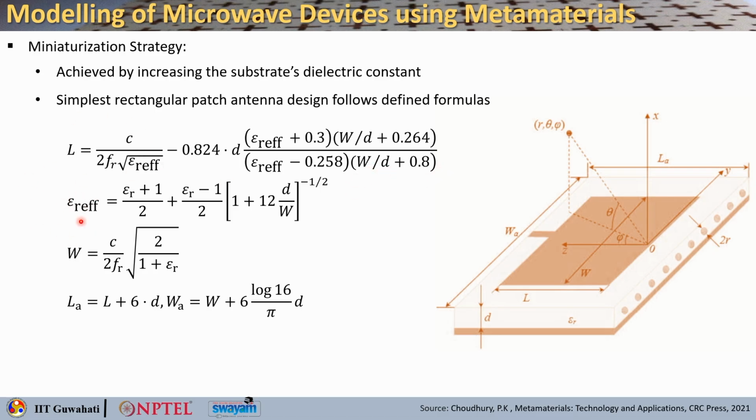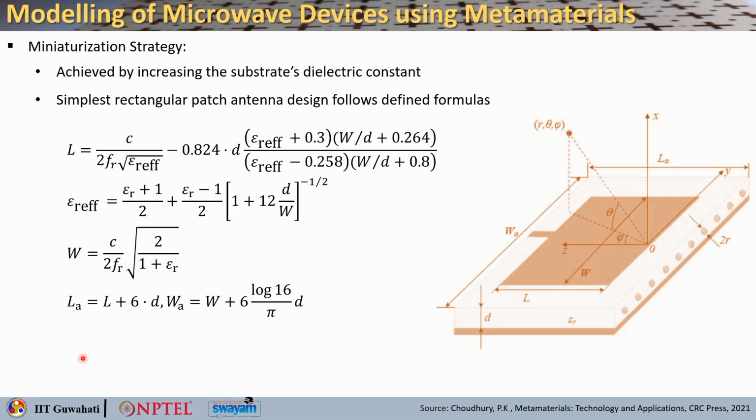So what is this epsilon R effective? That is basically epsilon R plus 1 by 2 plus epsilon R minus 1 by 2 times square root of 1 plus 12 D by W, okay. I will not go into the derivation of this, okay, but here you can see W equals C divided by 2 FR. So you can understand what is FR, that is the resonating frequency, the linear frequency, right. Times square root of 2 divided by 1 plus epsilon R.